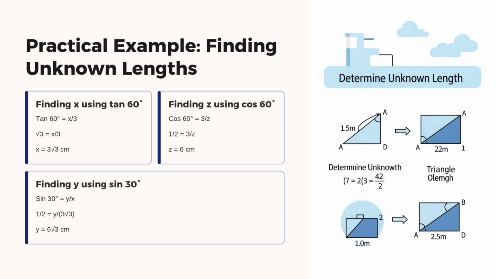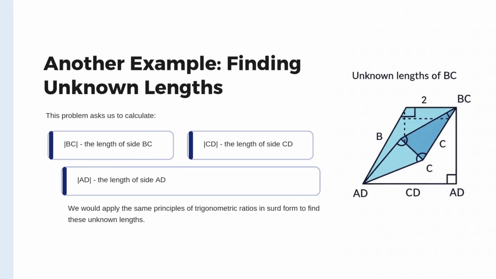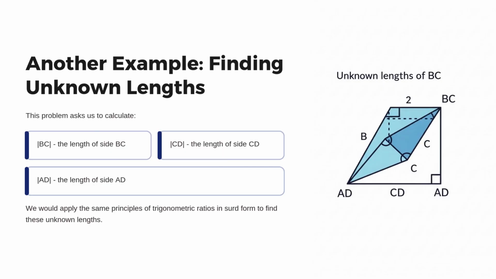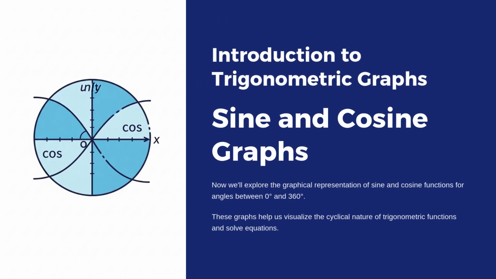Finding y using sine 30 degrees. Sine 30 degrees equals y over x. This is simplified to 1/2 equals y over 3 square root of 3. Therefore y equals 6 square root of 3 centimeters. Another example. Finding unknown lengths. This problem asks us to calculate BC, the length of side BC, CD, the length of side CD, AD, the length of side AD. We would apply the same principles of trigonometric ratios in surd form to find these unknown lengths.